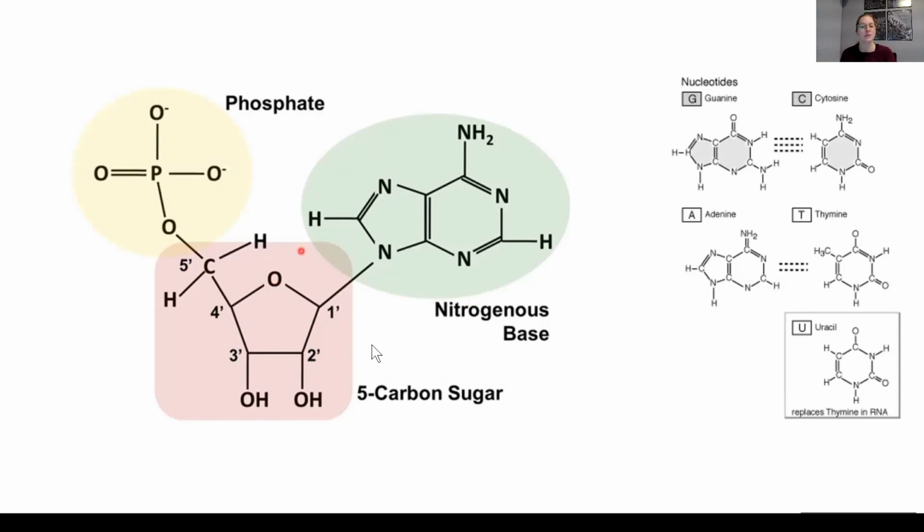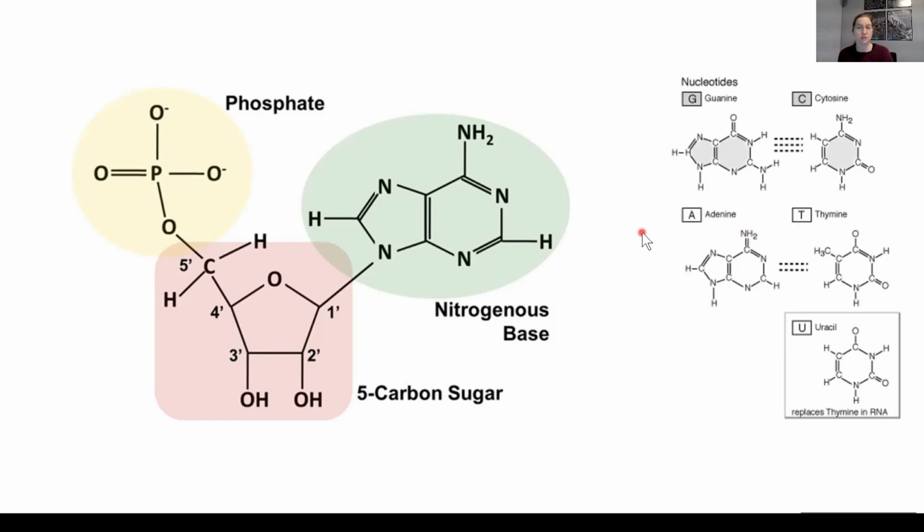So the phosphate group and the 5-carbon sugar are the same in all of our nucleotides, but the nitrogenous base is different in our different types of nucleotides. We have 5 nucleotides. You can see them over here. Here are your 5 types of nucleotides: guanine, cytosine, adenine, thymine. Those 4 are found in DNA. And if we're looking at RNA, you're going to use uracil instead of thymine.